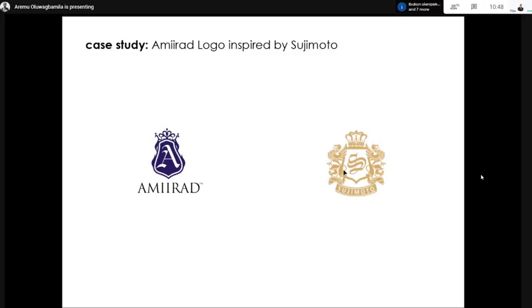Then I studied it. Now you see a lot of similarities in this logo. Yes, it's different. You cannot see this logo and immediately think of Sujimoto, and I cannot see Sujimoto and immediately think of Amirad. But the inspiration was purely from Sujimoto. So this one has a crown, a princess crown. This one has the crown of a monarch. This one has two lions, this one just has two ornaments holding up the crown. This one has the letter S in an abstract form. This one has the letter A to depict Amirad. This one has Sujimoto in a banner, and this just has Amirad in a font without any banner.